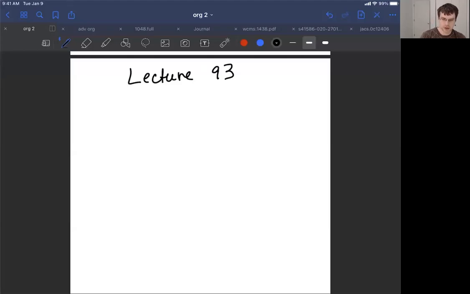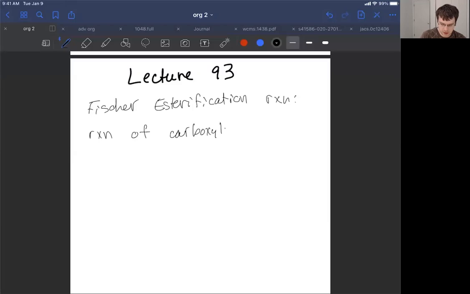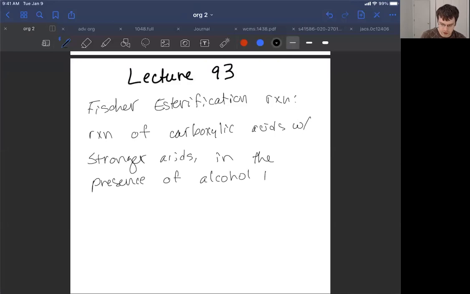Okay, so in this lecture, we're going to look at the Fischer reaction, or the Fischer esterification. I like to think about this as the reaction of carboxylic acids with stronger acids in the presence of alcohol. Just some ROH group.